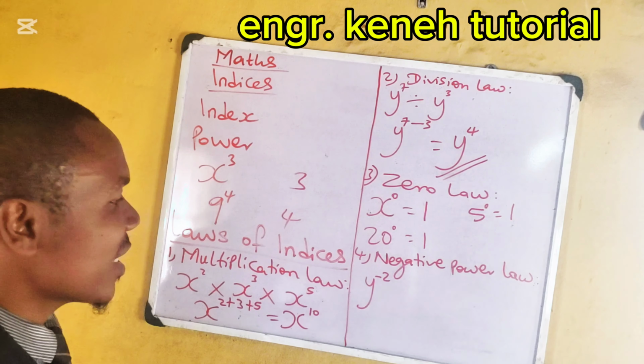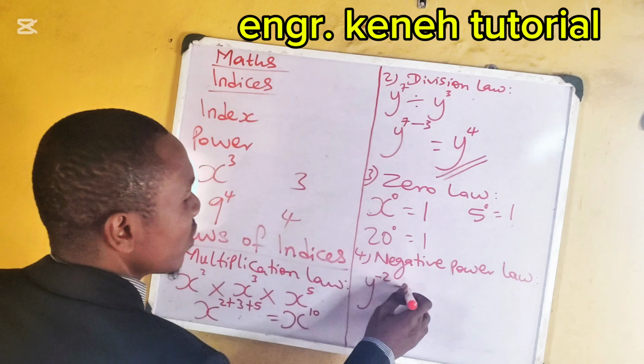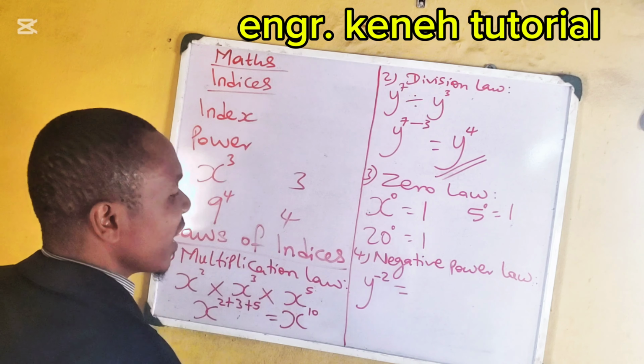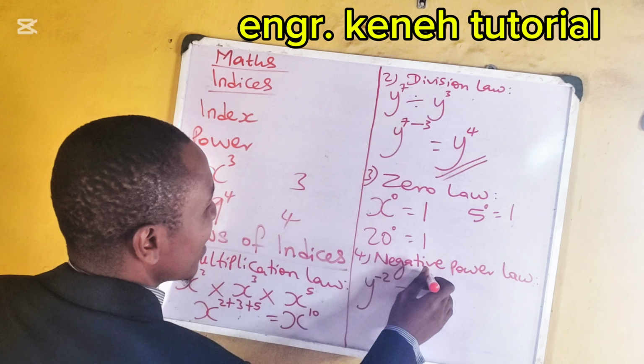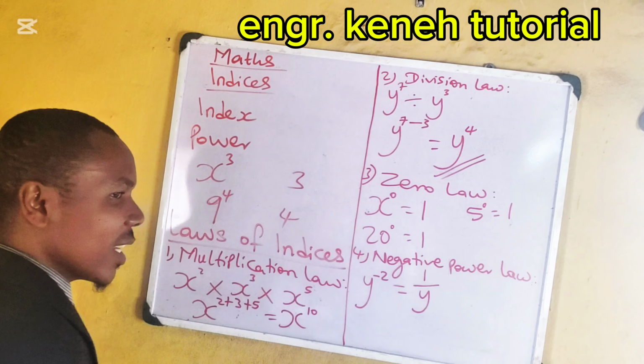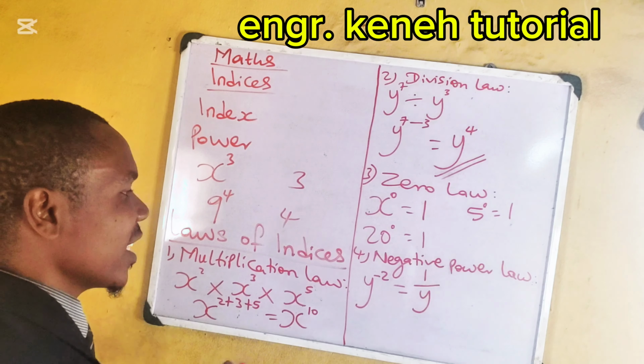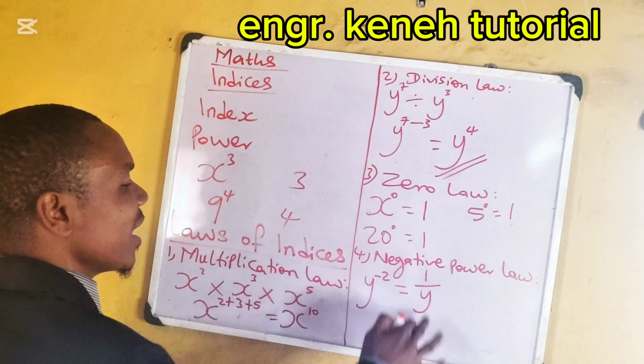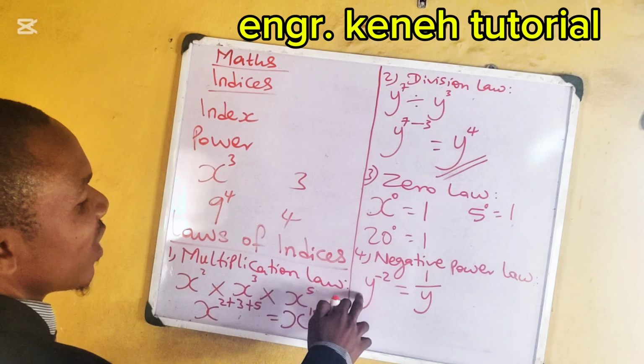Can you see it? The power is negative. So what do you do? All right, so for you to remove this negative, you do 1 over what we have here. That means this will give you something like this. Can you see that? This will give you something like this. So this minus has been taken care of by writing 1 over what we have here.